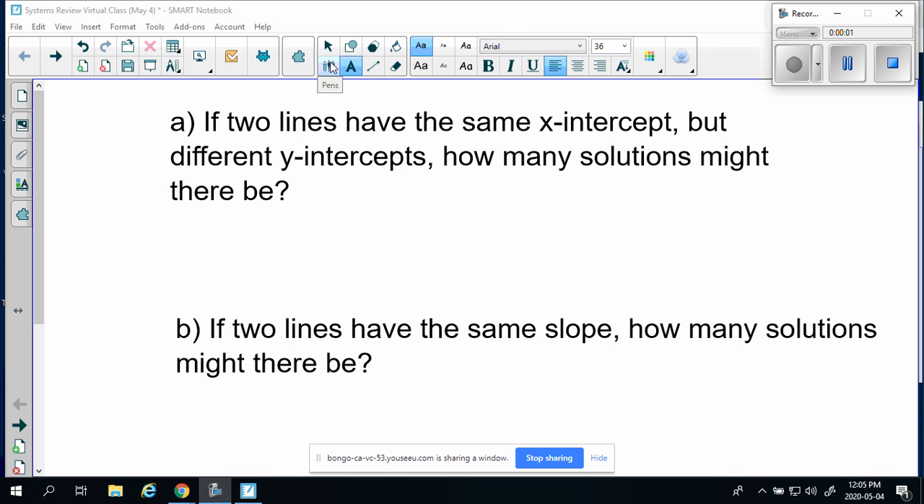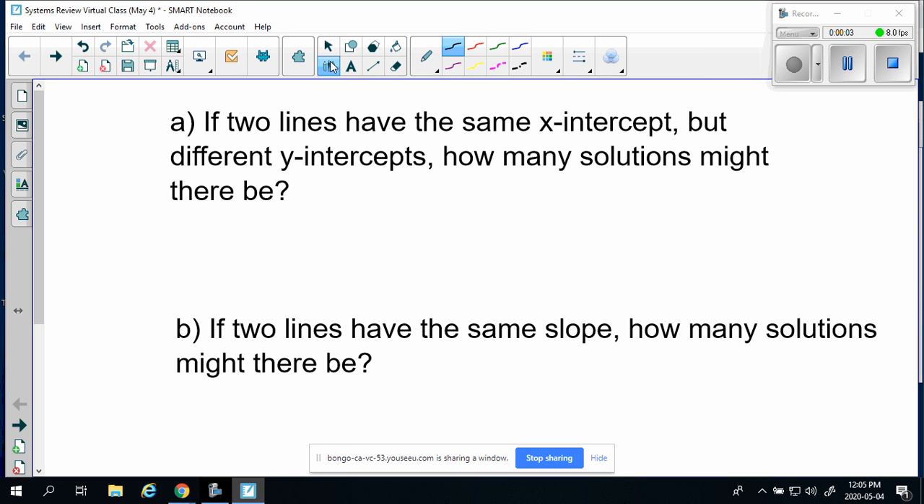If two lines have the same x-intercept but different y-intercepts, how many solutions might there be? The easiest way to answer this is to draw a sketch to try and get our heads around what's happening here. So maybe I have a blue line and it has this x-intercept. And then maybe I have a red line and it has the same x-intercept, but it has a different y-intercept. Like maybe the y-intercept of the red line is here.